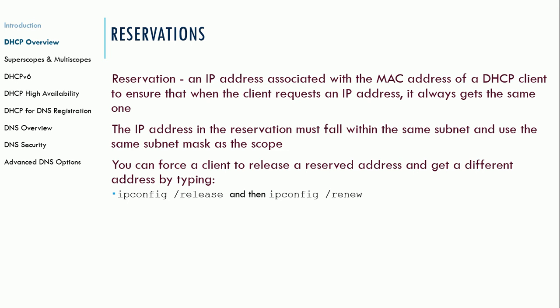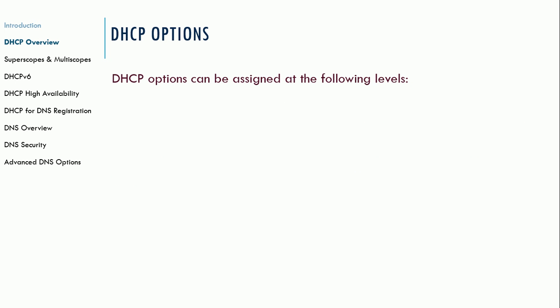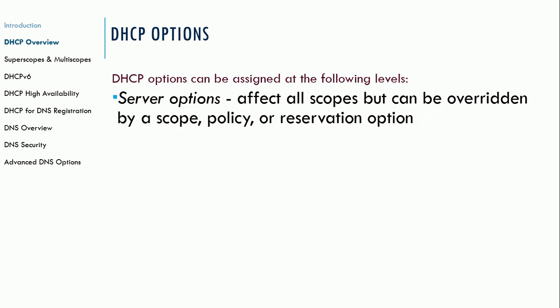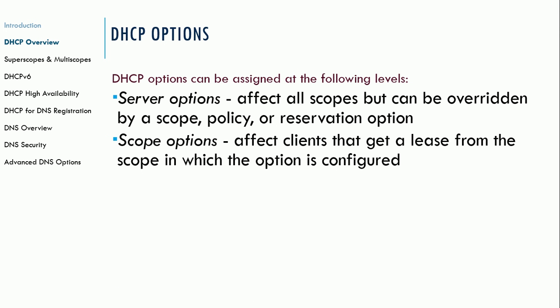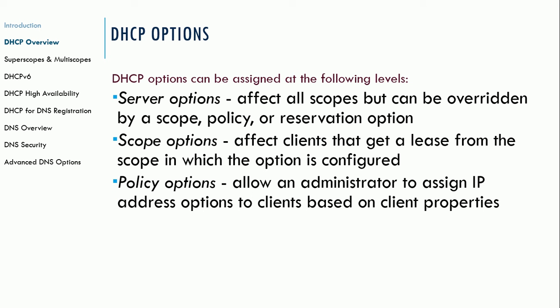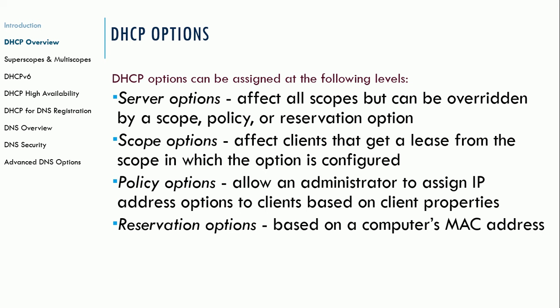So we don't set the IP address on the server, but rather we allow the server to do a DHCP request and always just receive the same IP address. So it's managed by the DHCP server. There are options that can be assigned at the following levels. There are server options, which affect all the scopes. You also have scope options, which can affect clients that get a lease from the scope, policy options, and then reservation options, which are based on a computer's MAC address.